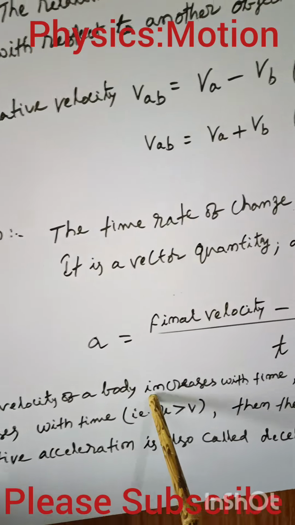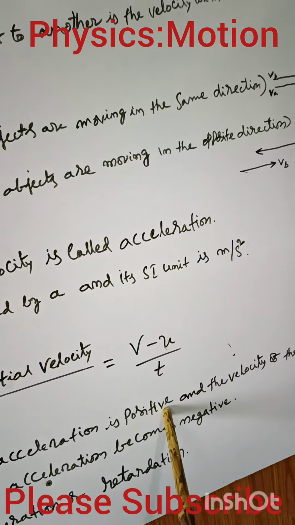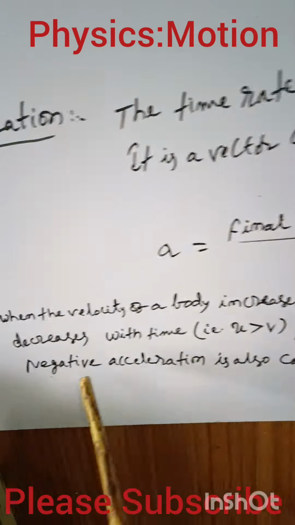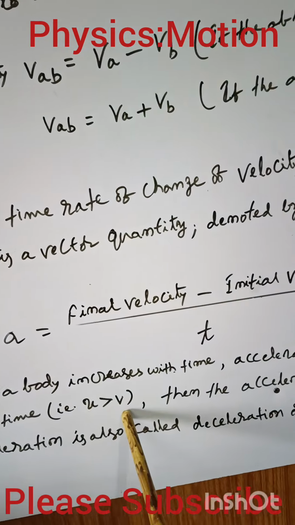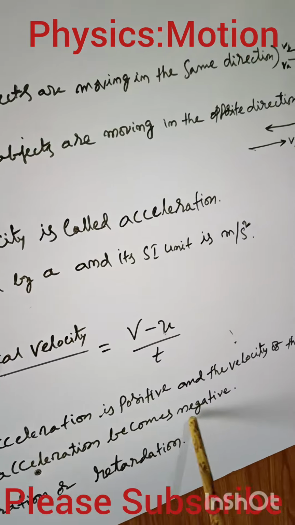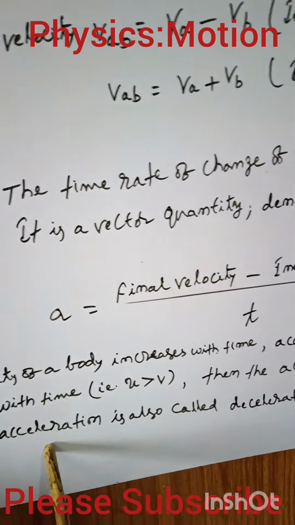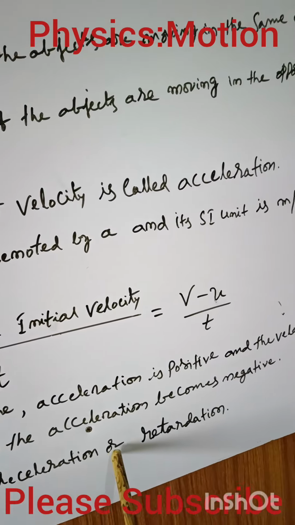When the velocity of a body increases with time, acceleration is positive. If the velocity of the body decreases with time, u is greater than v, then the acceleration becomes negative. Negative acceleration is also called deceleration or retardation.